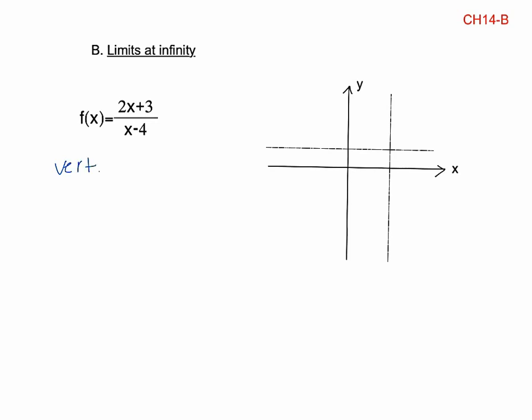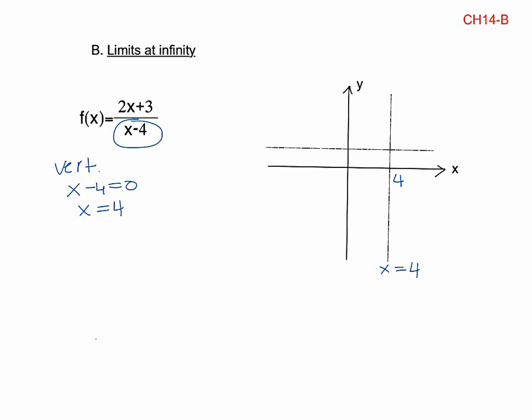To find a vertical asymptote, we want to set the denominator equal to 0, because in a function, when the denominator goes to 0, that's where it's undefined. So to find the vertical asymptote, you set the denominator equal to 0. So at x equals 4, that's where it's undefined. So x equals 4, where this point is 4.